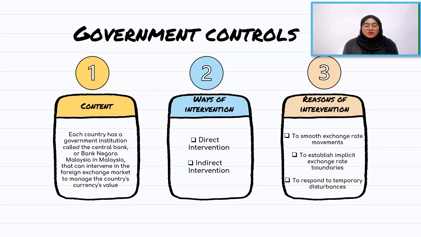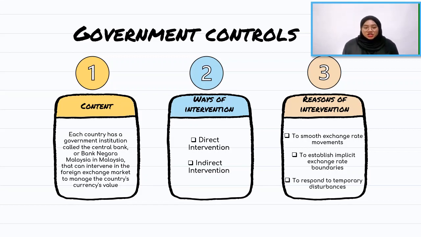The next factor affecting the foreign exchange rate is government controls. Every country has a government institution called the central bank, or in Malaysia we have Bank Negara Malaysia, that can intervene in the foreign exchange market to manage the country's currency value. There are two ways for the government to intervene, which are direct and indirect.